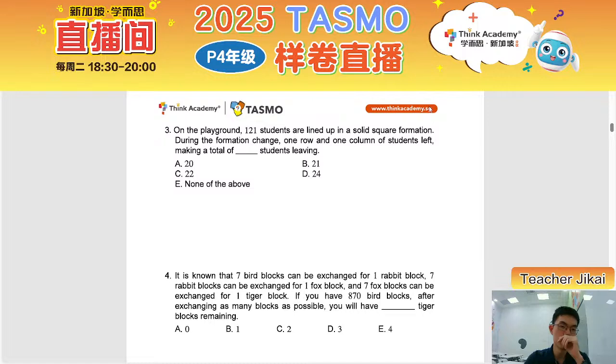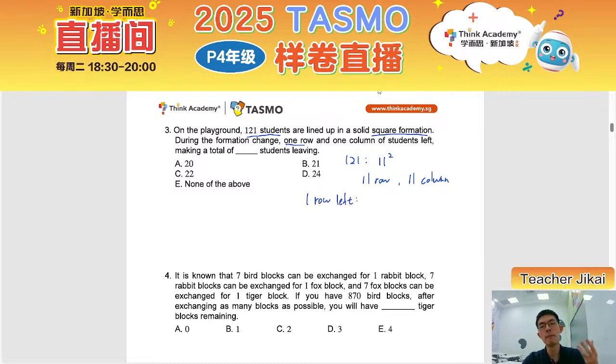Okay. So the third question: on a playground, 121 students lined up in a solid square formation. So 121 students in a square formation. It means this square has how many rows and how many columns? 121, we know it is 11 squared, right? So it is 11 rows and 11 columns. So first, 1 row of students left. So 1 row left.